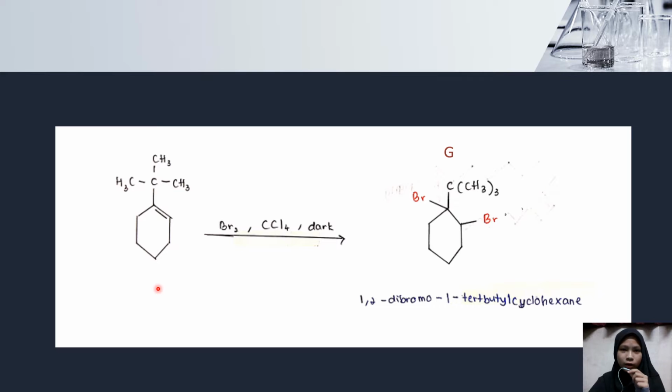Then, 1-tert-butyl cyclohexene reacts rapidly with bromine in CCl4 at room temperature to form 1,2-dibromo-1-tert-butyl cyclohexane, and we can see that the bromine atoms are attached at the carbons that had the double bond before, making the compound produced have a single bond.